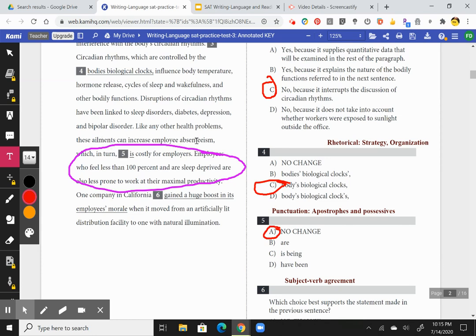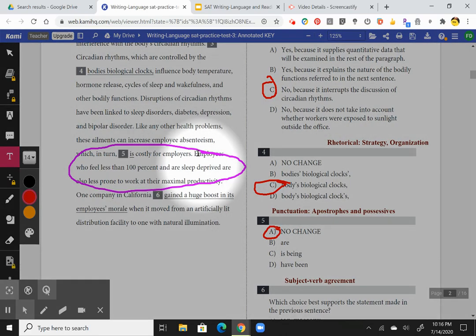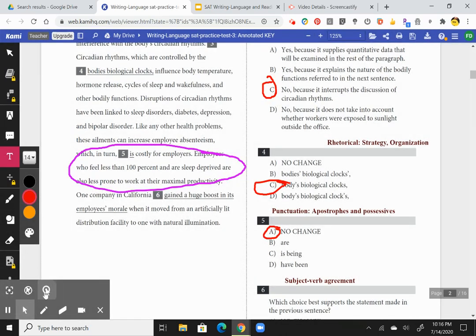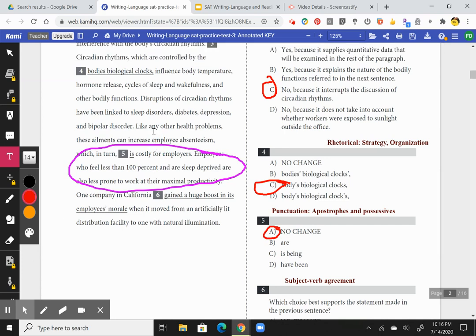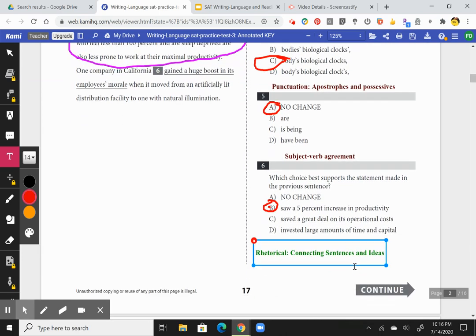Actually, absenteeism would be the word it's agreeing with, not ailments. I apologize. Absenteeism actually is costly for employers. Absenteeism is costly for employers. Now, let's take a look at the next number, and that's the subject verb agreement question.